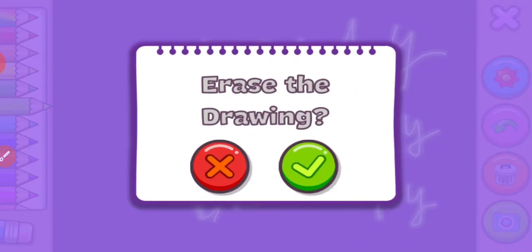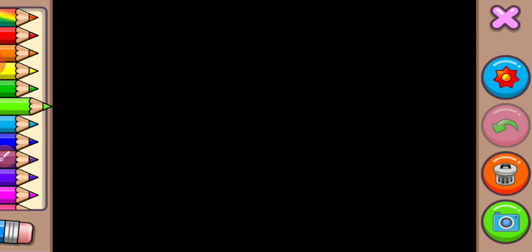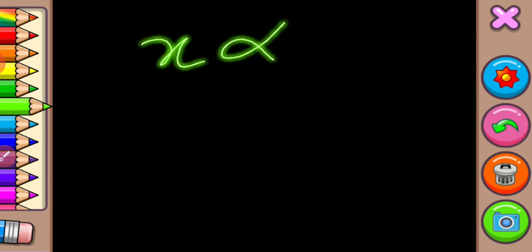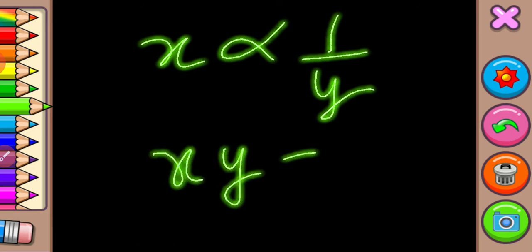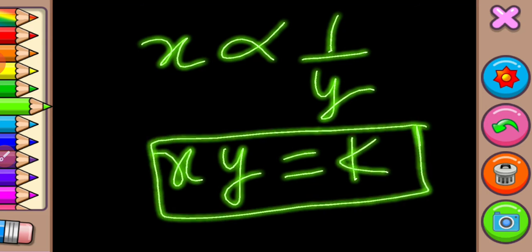Now let us see how we write it mathematically. We say x is inversely proportional to y. This is the way we write it, and in this situation the product of x and y is always constant. k is constant of variation.